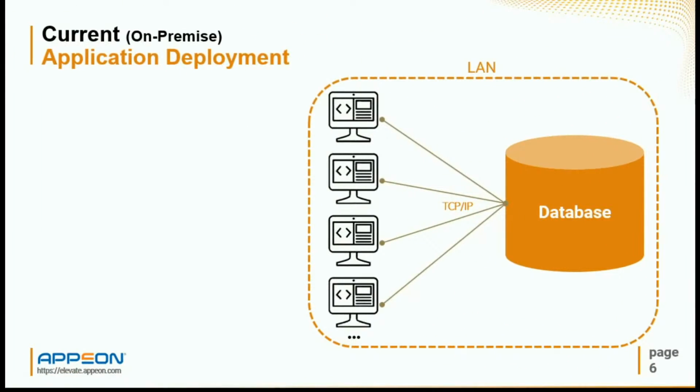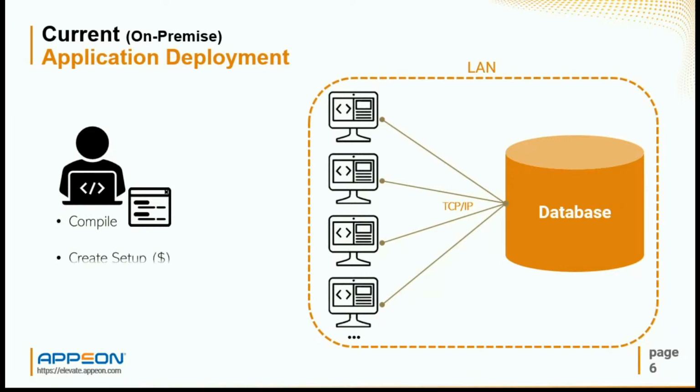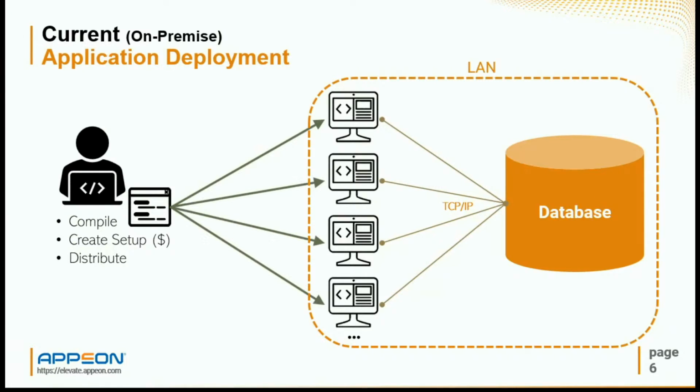So let's have a look at current application deployment. Most likely your PowerBuilder developer has built an application. They need to compile it, and then they need to create a setup. And there's both human and physical costs associated with this process. You may have to buy some specialized software, for example. Then we have to figure out how to basically package and distribute that to various workstations within your local area network.